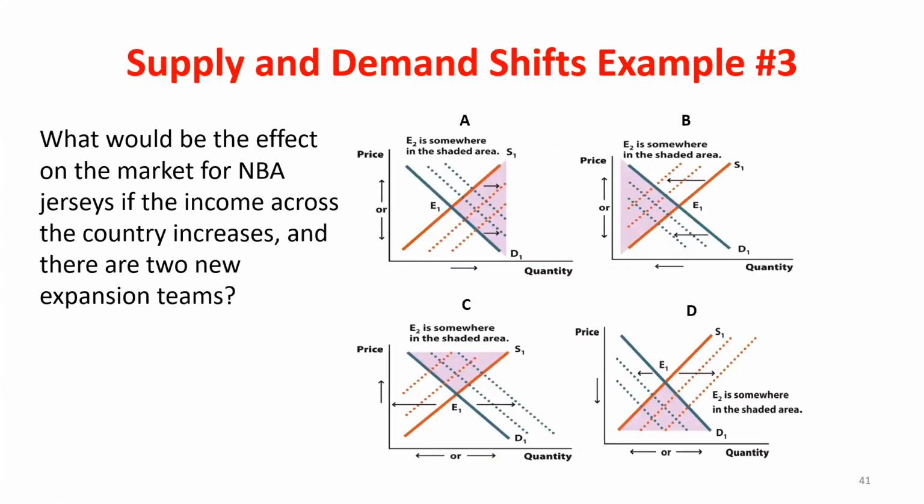What if we have both of those things occurring? Two new expansion teams and higher incomes. Well, that was a demand increase and a supply increase. Demand increases and supply increases will be over in this area over here, which, depending on the size of the effects, any of the points in this shaded area could be our new equilibrium. Now you'll notice all the points in that shaded area have a higher quantity, but the price could be lower, could be higher, or it could be still the same as before if those two shifts were exactly the same.